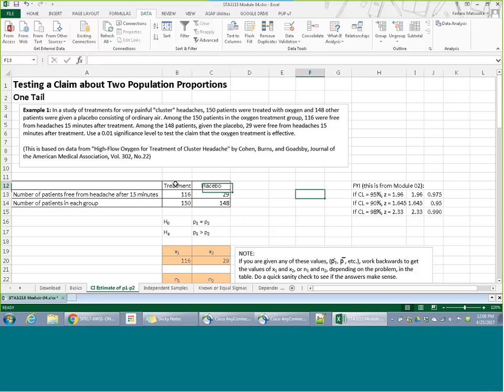So just randomly, I selected the first group to be proportion 1, and the second group to be proportion 2. So P1 is oxygen, P2 is ordinary air. If that's the case, I set it up so that proportion 1 will be bigger than proportion 2. It's not explicit here, but you have to infer that from reading the problem. And again, I know this is a hypothesis testing problem because it says test the claim, and alpha is going to be 0.01.